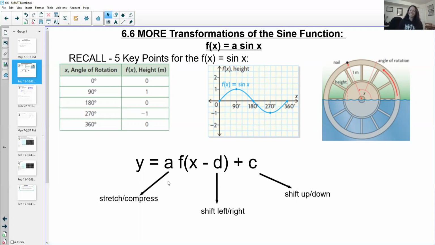And the last thing that you need to remember, which is what we're going to focus on today, is if there is an a value, a number in front, your graph will be vertically stretched if the a value is larger than 1. If the value is between 0 and 1, your graph is going to be vertically compressed. Don't worry about the negatives because it's a periodic function. You don't have to worry about the reflections. They just move left and right. Okay, so let's get into some examples.